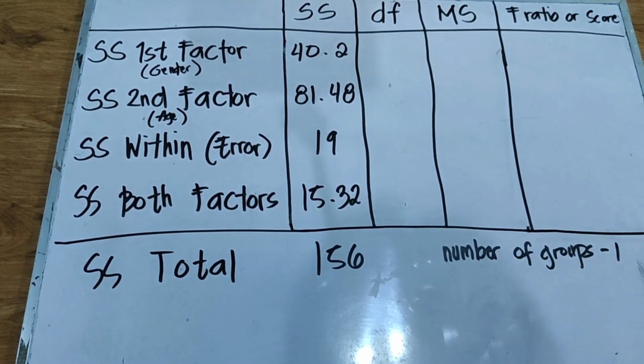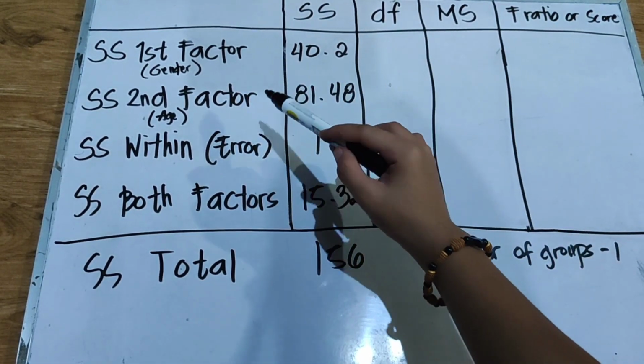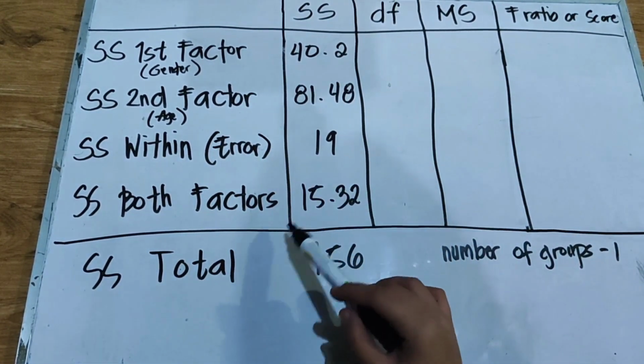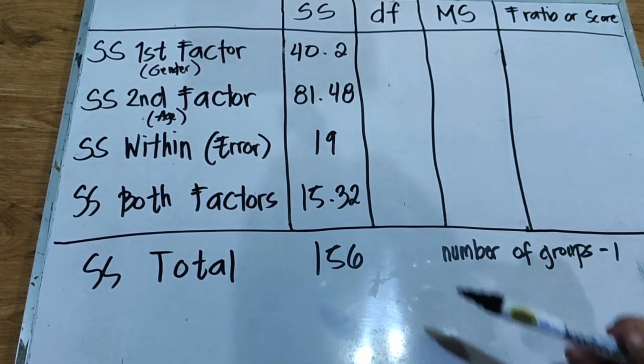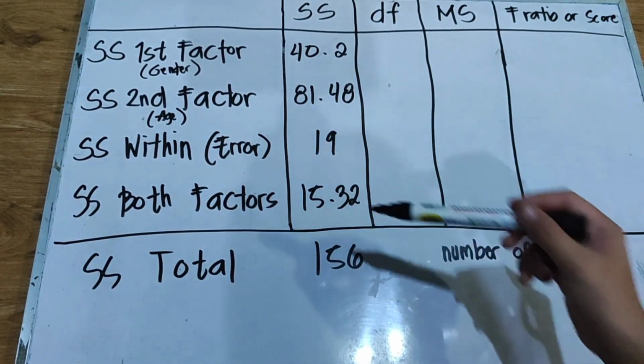Right, we have now gotten the sum of squares for all: the first factor, second factor, within or error, both factors, and then the sum of squares total. These are the results.